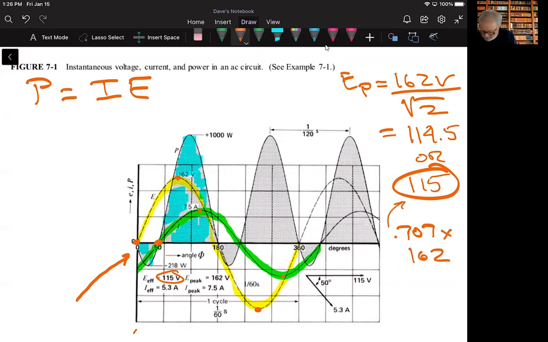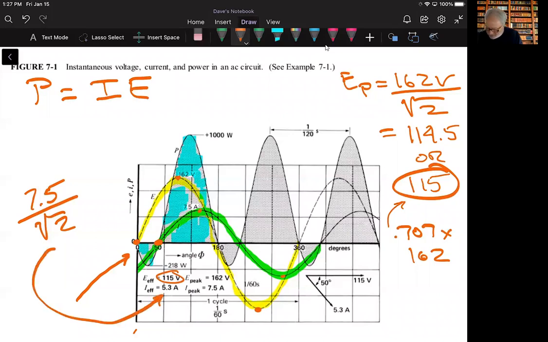Then he does the same thing for the peak current. If I take 7.5 amps and divide that by the square root of 2, I'm going to get approximately 5.3 amps of effective current. Now, one other quick thing I'll point out to you is here's this phasor representation of this.